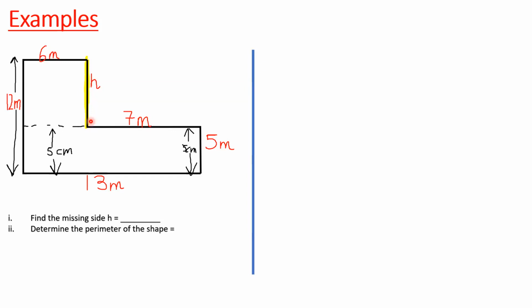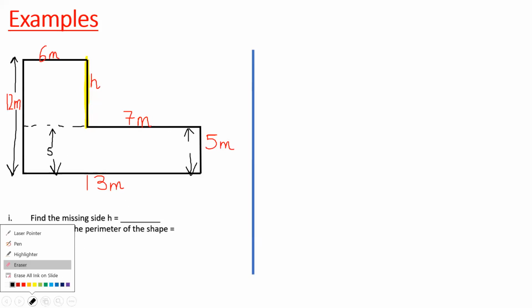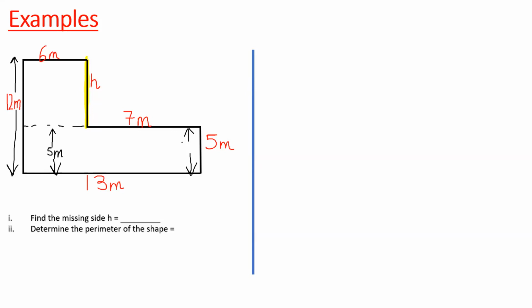Am I going to add or subtract? Subtract, very good. Oh, by the way, it's not centimeters, it's meters. So these should be 5 meters, and we have to subtract. You have to be careful. Sometimes you add, sometimes you subtract, depending on which side you're looking for. H is a shorter length, so obviously you can't add to get that. You have to subtract it.